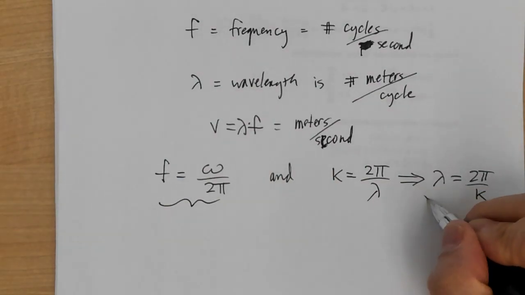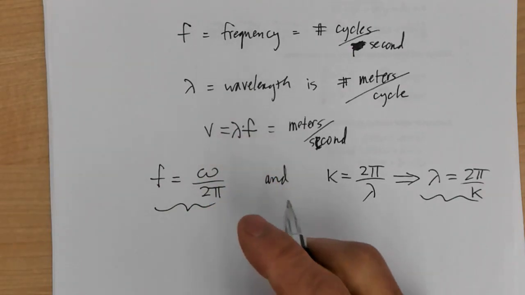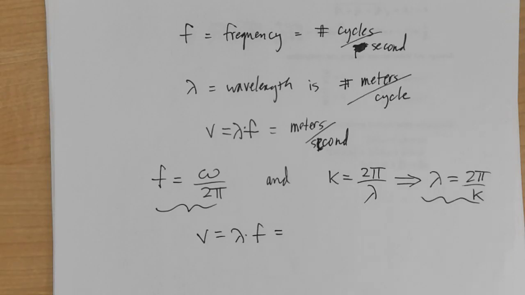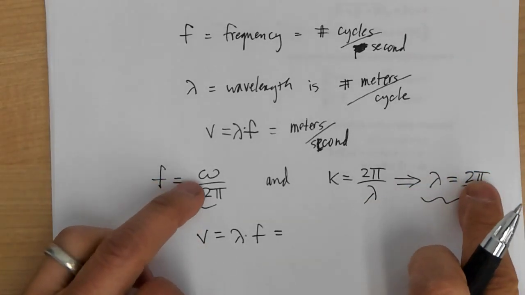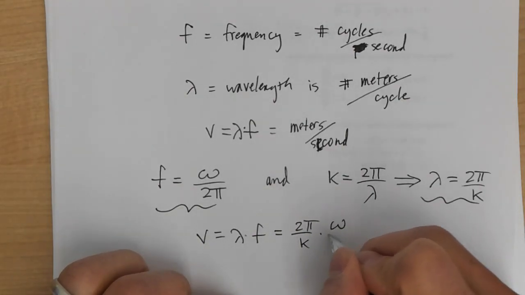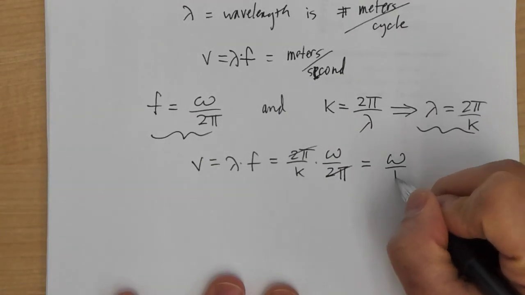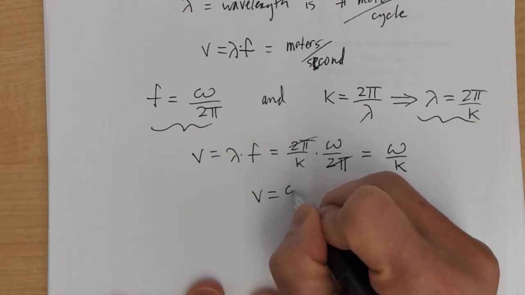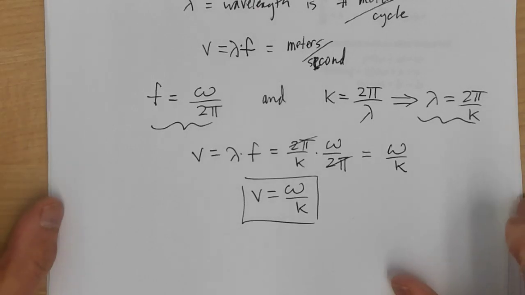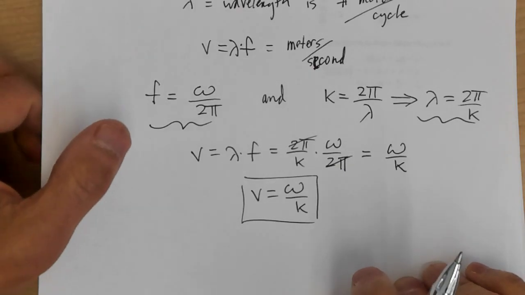Then let's take these two and put them together. When I multiply lambda times f, so v is equal to lambda times f, that will be equal to 2 pi over k times omega divided by 2 pi. Cancel the 2 pi's, and I get omega over k. So the wave speed is omega over k. Okay, so that's another formula for the wave speed without any 2 pi's involved.